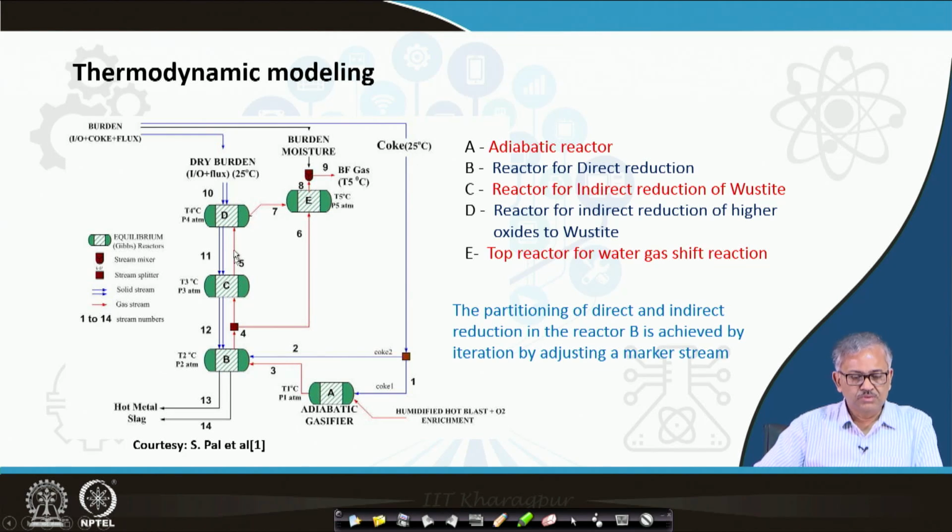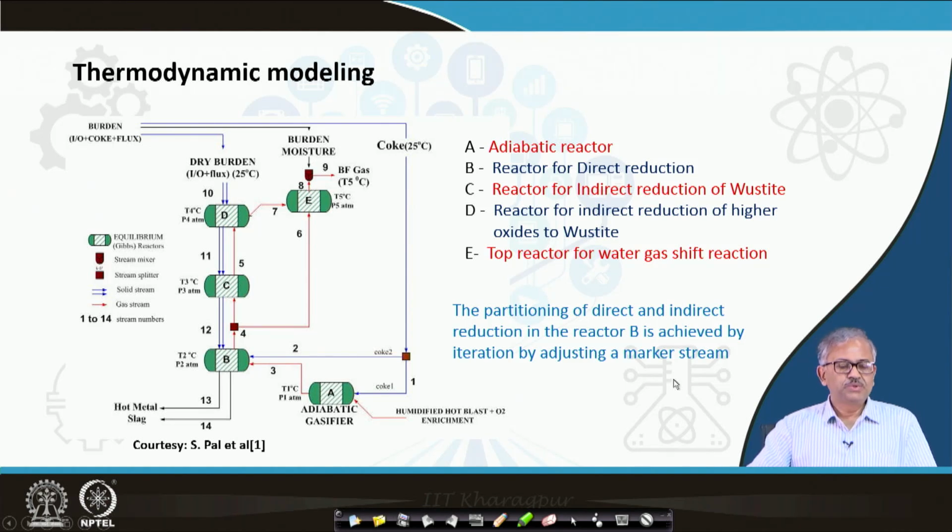So, you can know that this is the mass balance, that is the iron, basically there should be some solid stream marker. If you give this much of Fe2O3, you must get this much of iron, whether you are getting it or not. So, when it is fixed, then that is the way you can stop it. Okay. So, iteratively you can calculate what will be the partitioning of the coke for direct and indirect reduction.